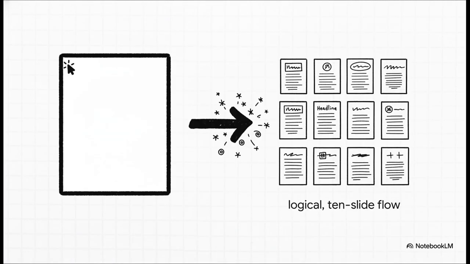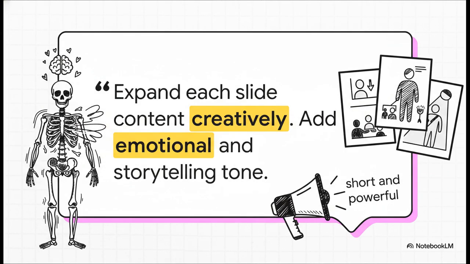And boom, the response is almost instant. NotebookLM spits out a clear, slide-by-slide structure, complete with a title and key bullet points for every single one. That scary blank page? It's gone. Now you have a logical 10-slide story to work with. But a skeleton is just the beginning. So our next prompt asks the AI to put some meat on those bones.